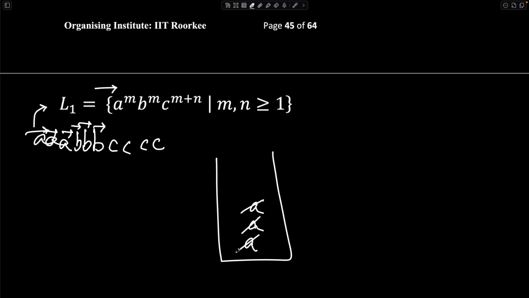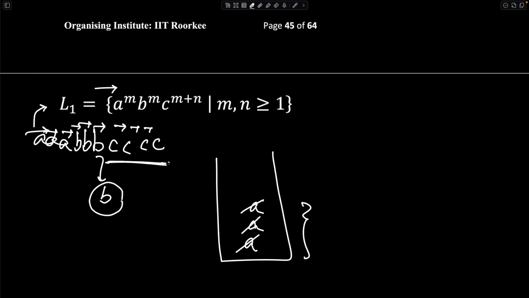Now if there were a deviation here and another b were present, and there is no a to be popped out from the stack, then we can know for sure that the string with this extra b would not be part of your L1. That is why we are storing the a's in the stack. Once that part is done, we interpret the c's. How can we know that the number of c's present over here is greater than m?